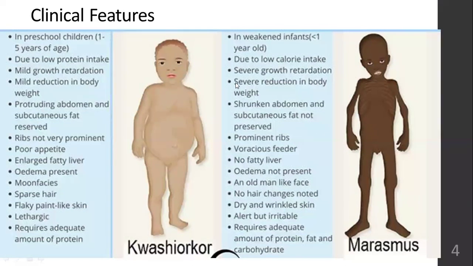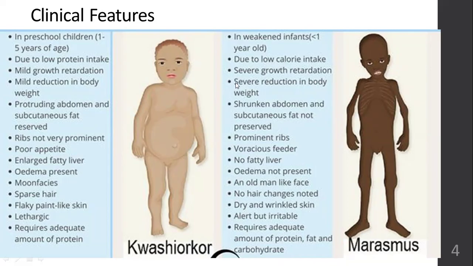Here, the child will suffer from fatty liver as well because the fat is getting deposited. Edema is present. Moon face, because of swelling the face becomes completely rounded. Very sparse hair, flaky paint like skin. They are very lethargic, and require adequate amount of protein. Their focus is here on protein. They have fat in their body, they have carbohydrates as well, but protein is what they have to focus on when it comes to getting back to their growth.